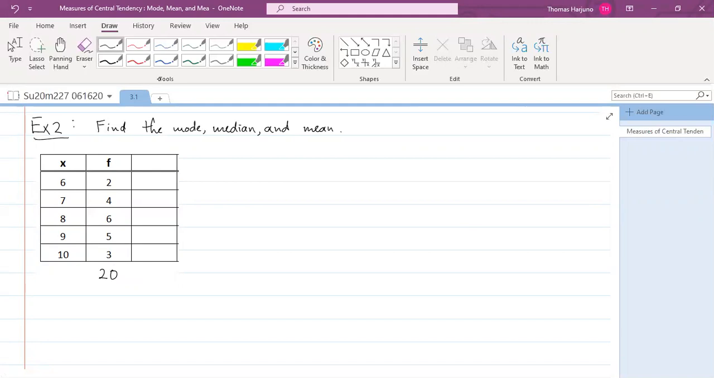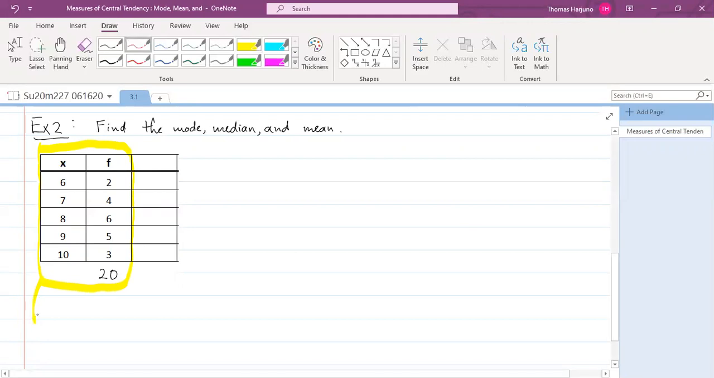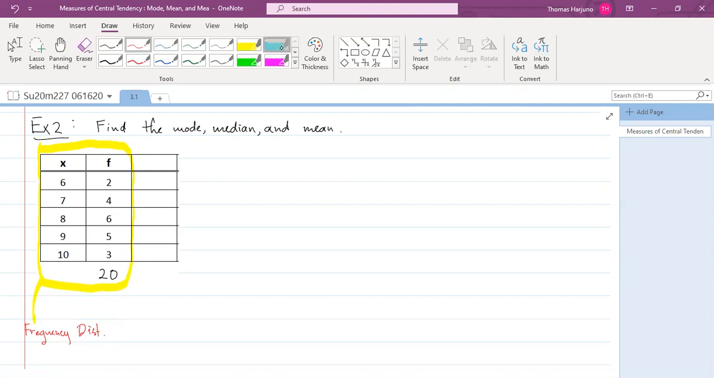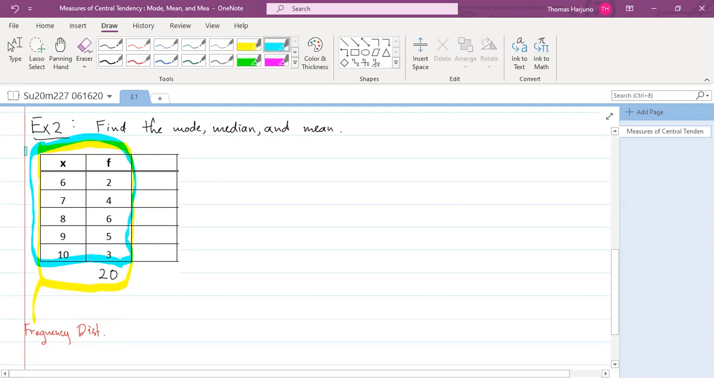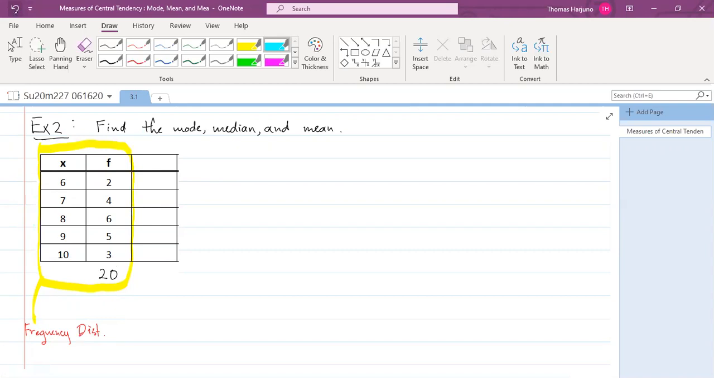Okay, now when I say frequency distribution, frequency distribution refers to these two columns together with the sum. This is what we mean by frequency distribution. Now, in our textbook and in a lot of textbooks, they teach you one thing, not necessarily the one in practice. In your textbook, when they give you frequency distribution, they usually only give you this without the sum. But in my class, when we say frequency distribution, it refers to these two columns.